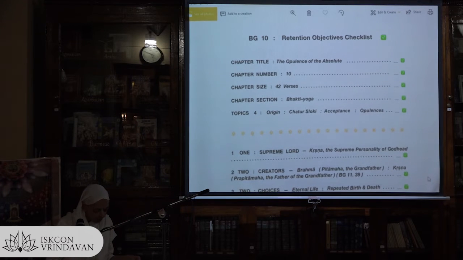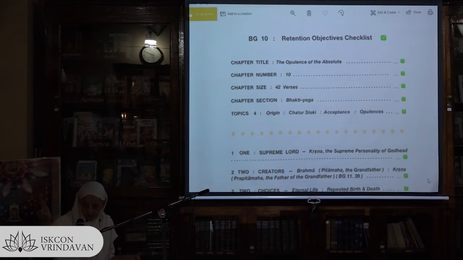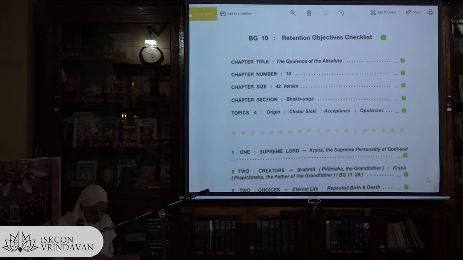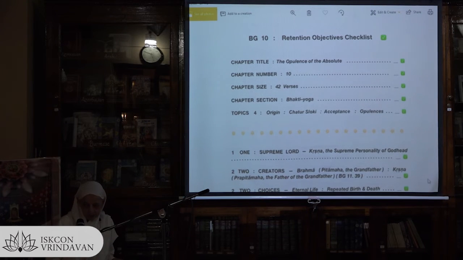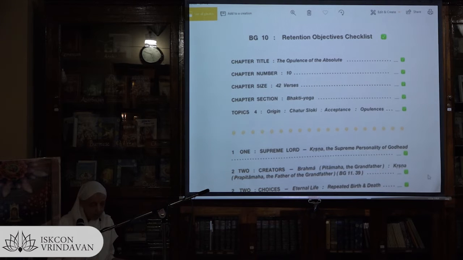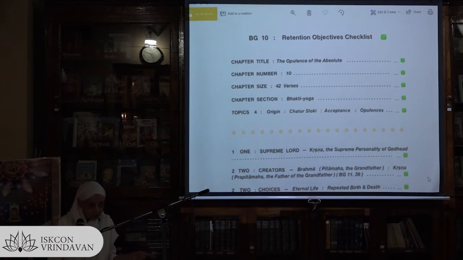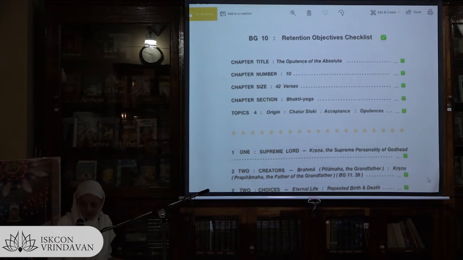And now that we just pick one word for the topics. How many topics are there? 4. Remember, if I know the boxes, I know where things go. So these are the little boxes. First box, what's the word? Origin. Origin of everything, not just 1 or 2 things. Everything. What's number 2? Chaturshloki. The whole philosophy in 4 verses.